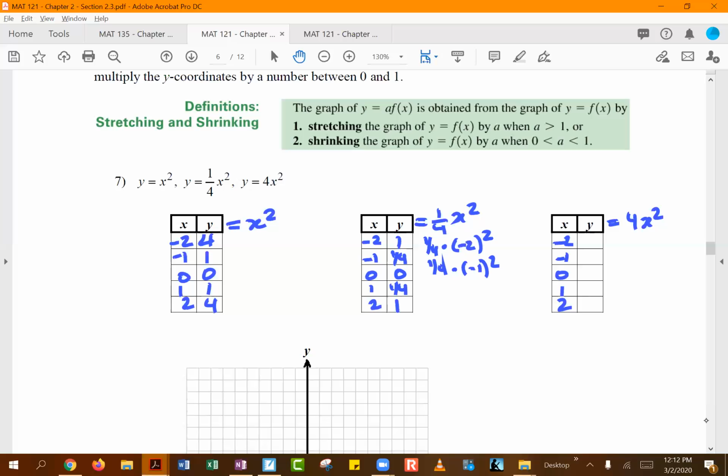Same exact thing for the last table. You're going to be taking 4 and multiplying it by -2 squared, which is basically 4 times 4. And 4 times 4? 16. So you're actually going to have 16 for the top and bottom. 4 times -1 squared? 4. And again, 4 times 0? Okay, so again, you've got 3 good points that you can use in there, because that 16 again will be out of the bound of our graph.